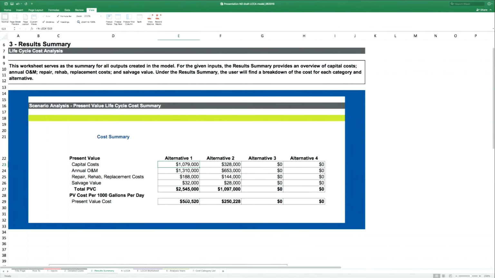Now, if we take that and break it down to per 1,000 gallons per day, that gives us another metric that could be used to compare across other projects here. So when we break this down to the amount of water being provided per day, it's roughly $580,000 per 1,000 gallons per day versus $250,000 per gallon per day in present value costs.